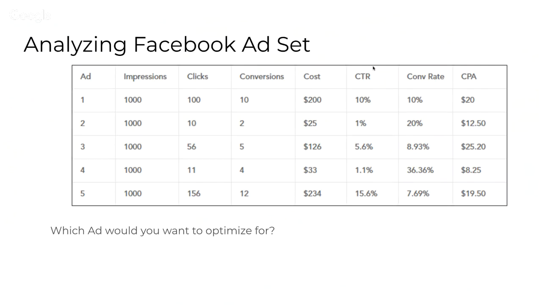If you're following this at home, I would say maybe just take a pause on the video and analyze the data that you're seeing here. My question to you is, if you're seeing these results, what would you do with this data? Which ad would you want to optimize for? Is there one that you would say, yes, this is a clear winner in this set of ads, and I want to put most of my money towards this one ad?